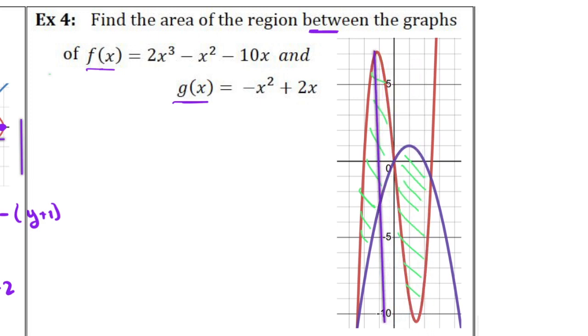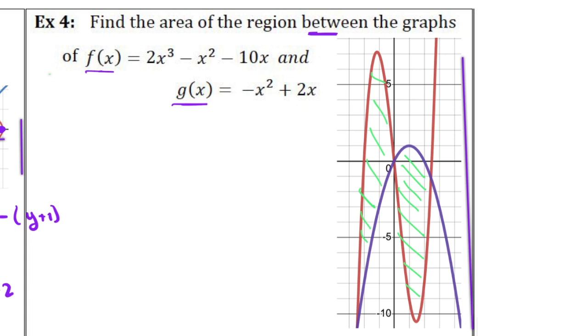For the first region, it's going to be the red curve minus my purple curve. For the second region, it's the purple curve minus the red curve. So you actually have 2 different heights in this problem, which means you're going to need 2 different integrands. All right, so let's write what that means. There's a couple ways to do it.